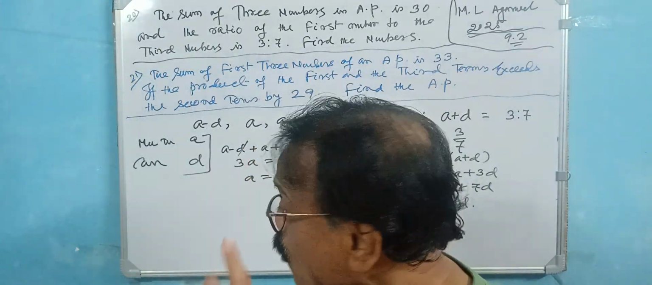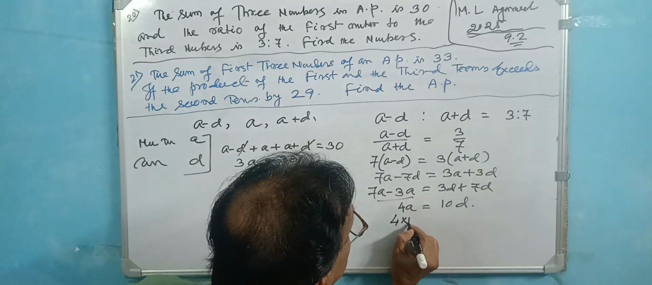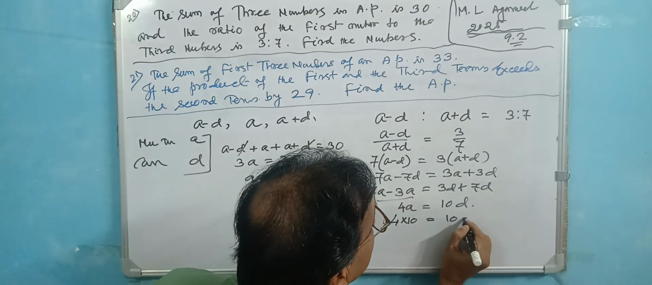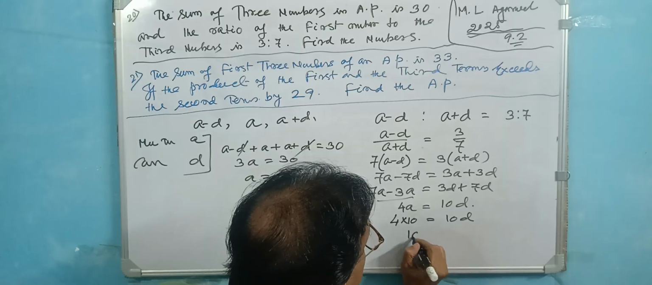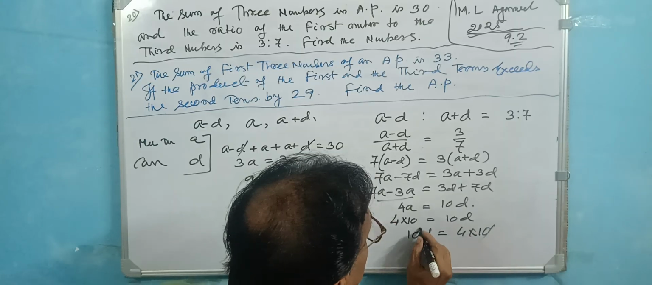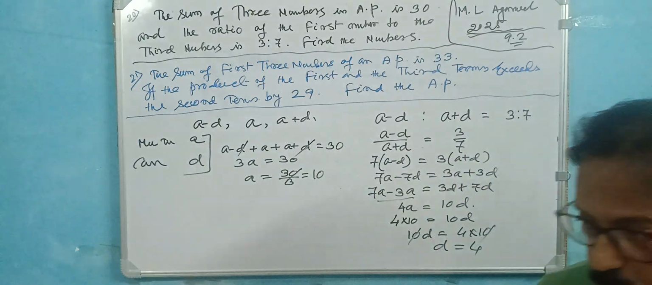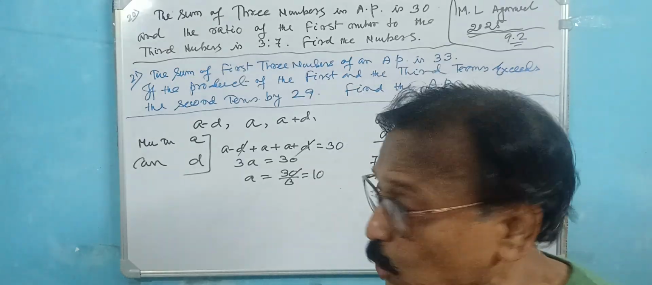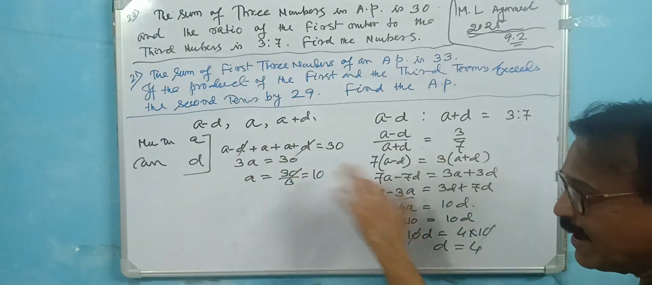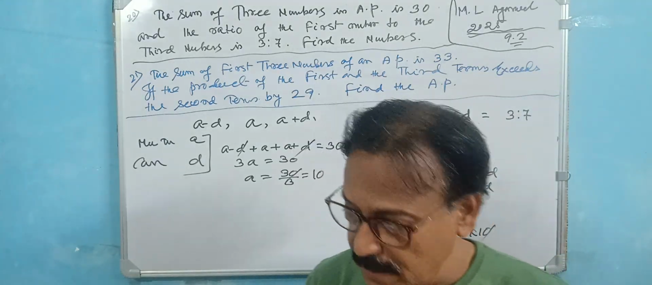Now you put the value of A here. A is 10, so 4 into 10 is equal to 10D. That means 10D is equal to 4 into 10. So 10 is out, and D is equal to 4. Now this is very easy. A you know, D you know, just you formulate. No problem at all.